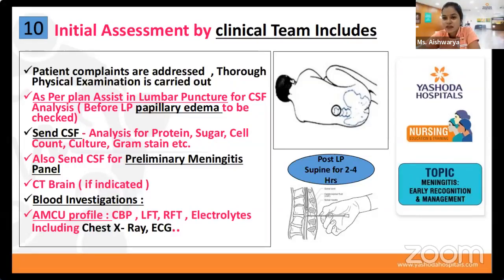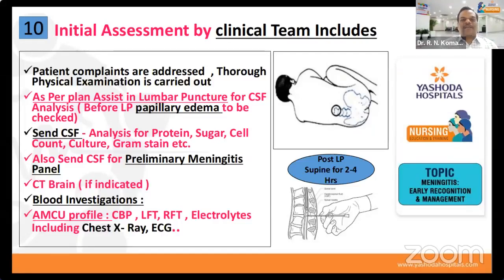For an initial assessment of a meningitis patient, patient complaints are to be addressed. A thorough physical examination, including clinical symptoms, should be evaluated. Assist in lumbar puncture for CSF analysis. Before LP, papilledema should be evaluated. CSF will be sent for analysis of protein, sugar, cell count, culture, Gram stain, and a preliminary meningitis panel also. If the patient's sensorium and GCS are not good, CT brain is also indicated. Blood investigations like the AMC profile should be done. It includes complete blood profile, liver function test, renal function test, electrolytes, chest X-ray, and ECG. One minute. Okay, very good.